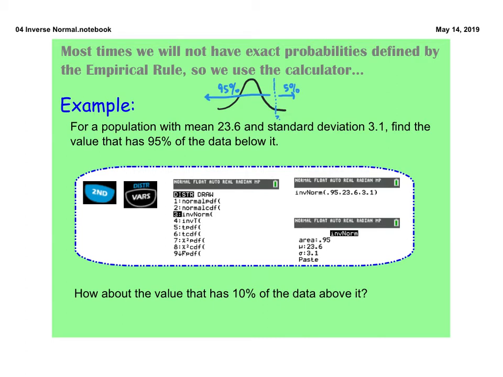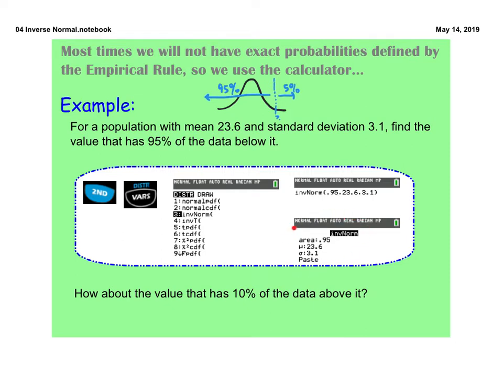So what you're going to do is type second and the DISTR button. You can see that right here. That's the distribute button, or the distribution button. And you're going to go to option 3. It's called inverse or INV norm. So that's inverse normal. That's what we're studying. So hit enter. You will see something like this.